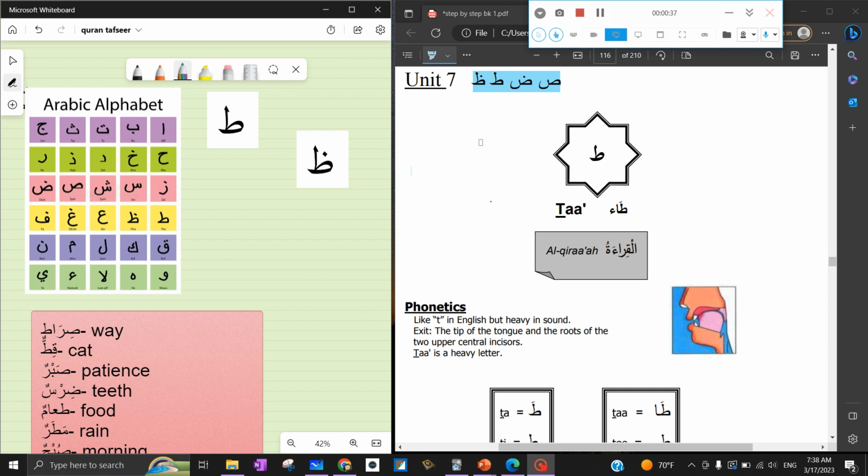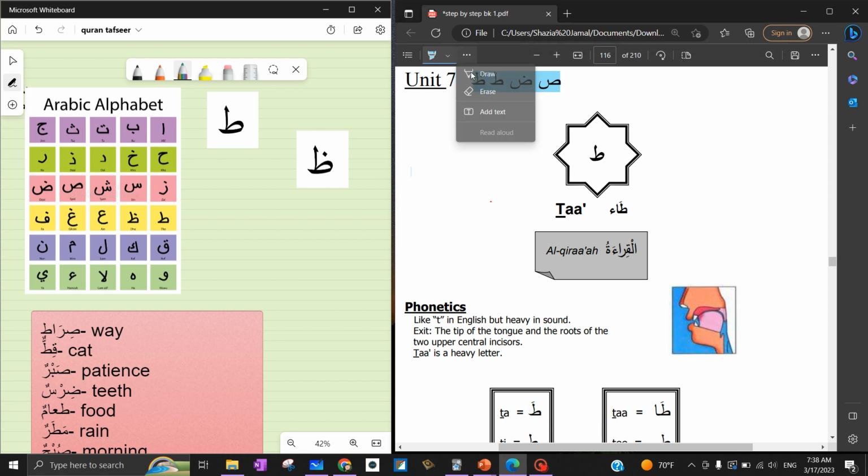Not like raw. Raw is light when it is with kasra. As you can remember, raw with kasra is pronounced light, but raw with dhamma and fatha is pronounced heavy. What about all these 4 letters? Even though they are with a kasra, they are pronounced heavy. So they are always heavy in any position or with any haraka.